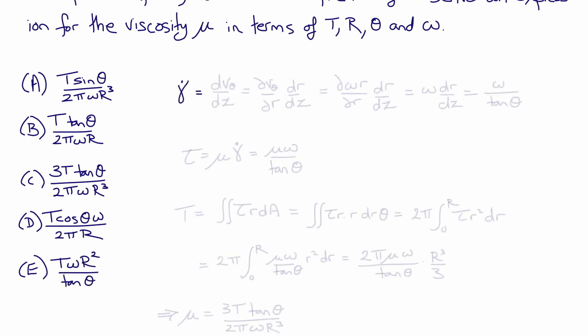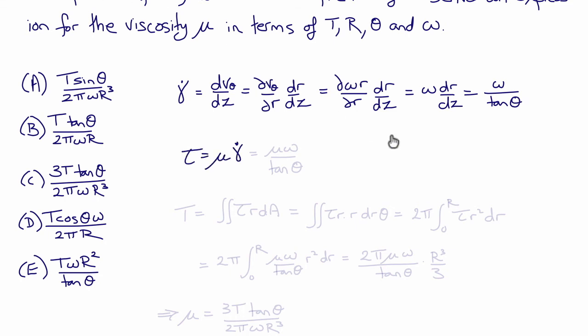First, let's calculate the shear rate gamma dot, which is dv theta dz. Now, v theta is a function of r, so therefore this can be expanded as del v theta del r dr dz, which is del omega r del r times dr dz, or omega dr dz, and since dz dr is tan theta, that is omega over tan theta. Now the shear stress tau is mu times gamma dot, therefore tau is mu omega over tan theta.